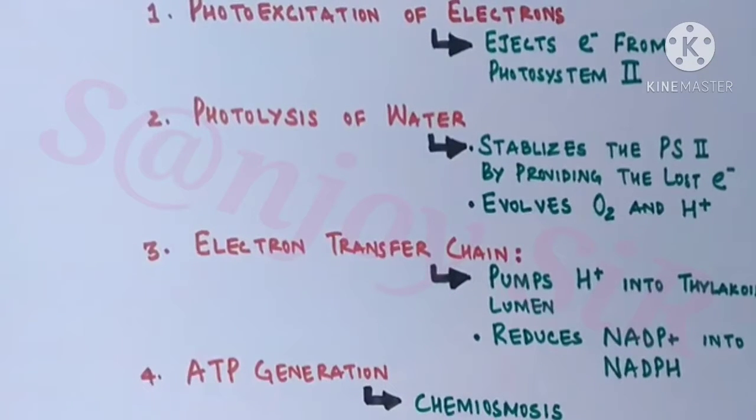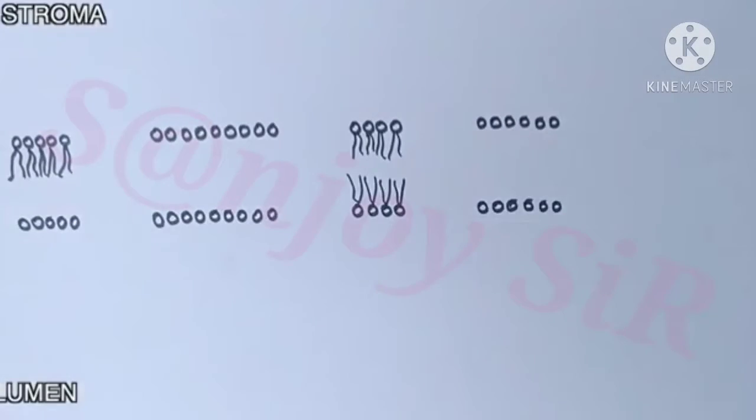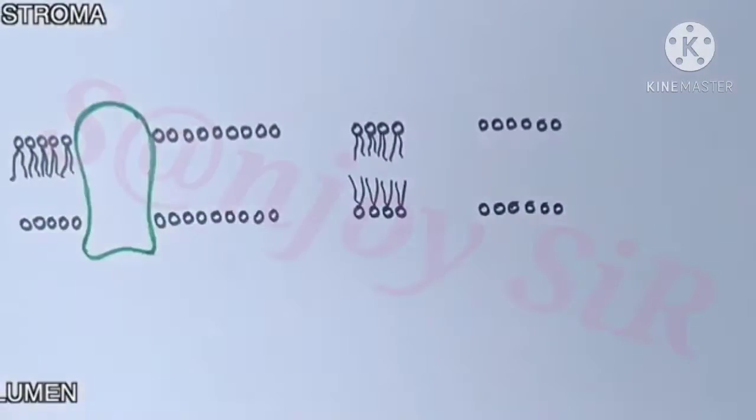Now let's see a detailed outlook of the light-dependent reactions. In the structure of the thylakoid membrane, we see it has different types of protein molecules. First, it has the photosystem 2 molecule, also called the P680 molecule, where P stands for pigment and 680 is the maximum absorbing wavelength of this molecule, that is 680 nanometers in the visible spectrum.